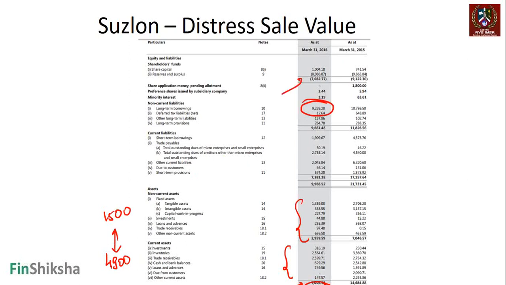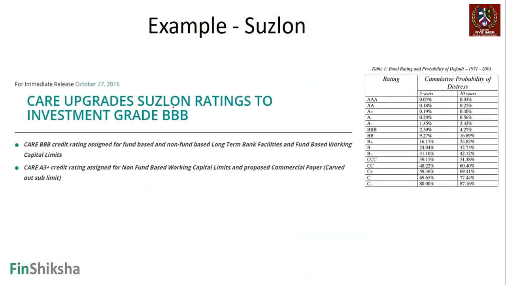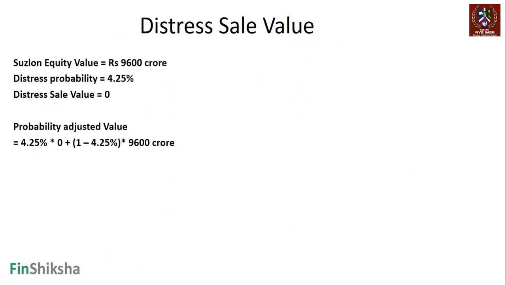You're anyway in negative equity at this point of time. So for all practical purposes, the firm is going to default, right? So equity value will be zero in the case of distress. And you can assign a certain rating to the firm's bond. So BBB is the rating based on which you can arrive at the valuation of the firm.